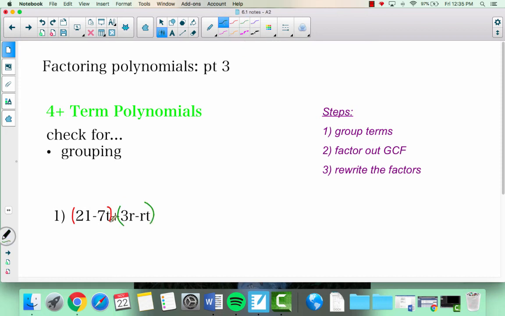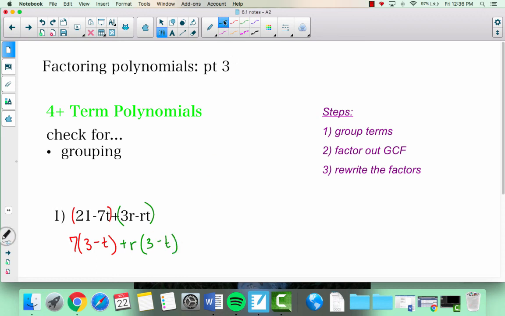And then we're going to go ahead and take out a greatest common factor out of each. So if I look at the first example, I can take out a 7 out of both of those, and that leaves me with 3 minus t. And then if I look at the second pair of factors, I can take out an r from both of them, and that's going to leave me with 3 minus t.